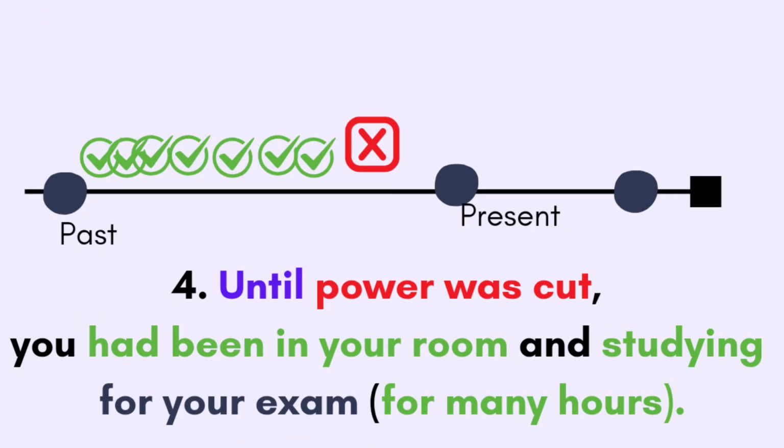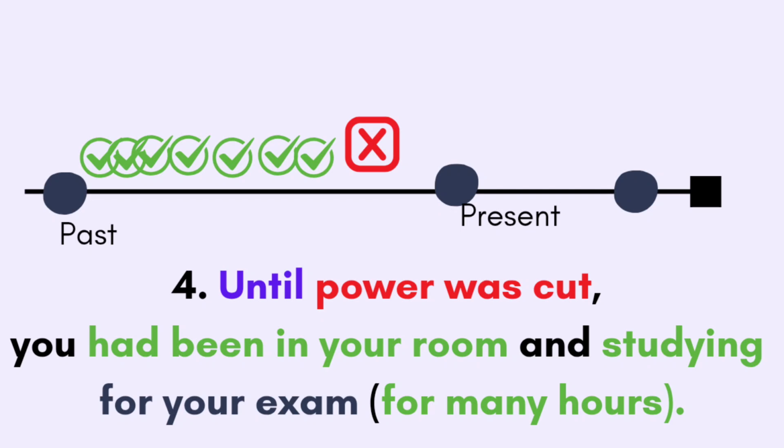See the same example in past perfect continuous tense. Until power was cut, you have been in your room studying for your exam for many hours. Here, one continuous action was you have been studying in your room for many hours. Here I have mentioned the duration. For many hours is the duration of an action. Until the power was cut. Here, before the completed action, you have been studying for hours. Here, the action until your power was cut. Because of the power cut, you stopped studying.